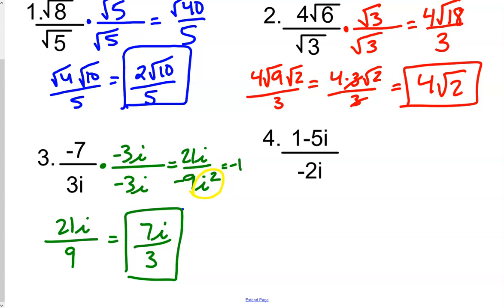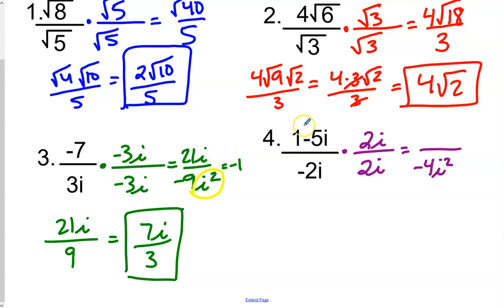The number 4 right here. So my real number is still 0. Our imaginary piece was -2i. So we're going to multiply by the opposite, which is +2i. And if we do one thing to our fraction, we have to do it to the entire piece. So numerator and denominator get multiplied by 2i. Our denominator becomes -4 and then i squared.